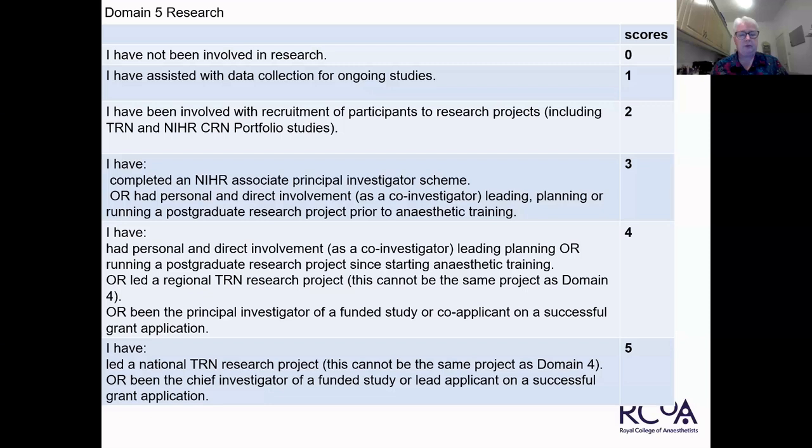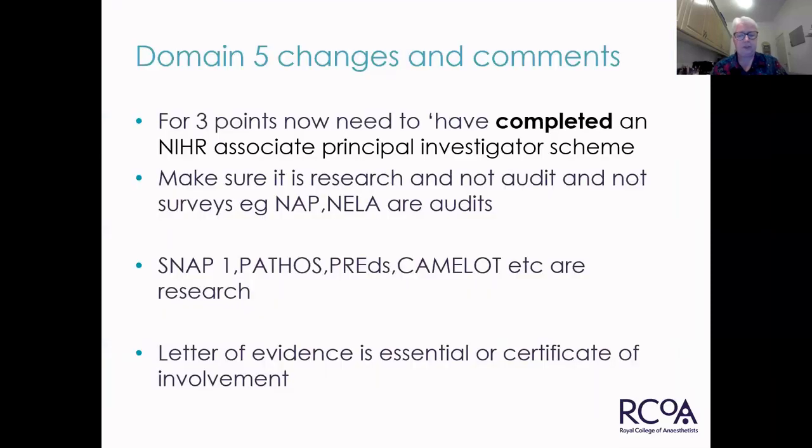Research, we've made a slight change for this. I'm not going to go through it all, but the change that we have made is for 3 points. You used to be able to gain points if you had enrolled in an associate principal investigator scheme. We felt that this was unfair because applicants could have just started and basically not done anything in the role. So now for 3 points for this, you need to have completed it. So you'll need to put the evidence to show that you have completed this scheme if that's part of your evidence.